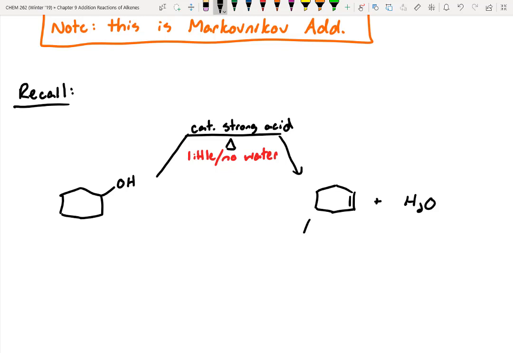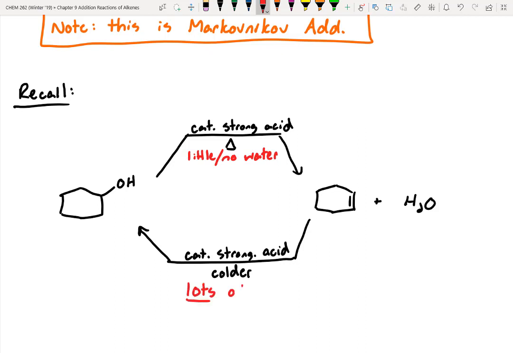Conversely, we could, if we wanted to, take our cyclohexene that we made last term, convert it back to cyclohexanol. Again, we'd want catalytic strong acid. You'd want this to be run colder. And what about the water? Well, in this case, we'd want to flood it with a lot of water to push Le Chatelier's principle in the opposite direction. So like I was saying with this reaction, water is often not only your reagent, it's your solvent. That way it's in a huge excess. It actually pushes the reaction to completion. Does that make sense?